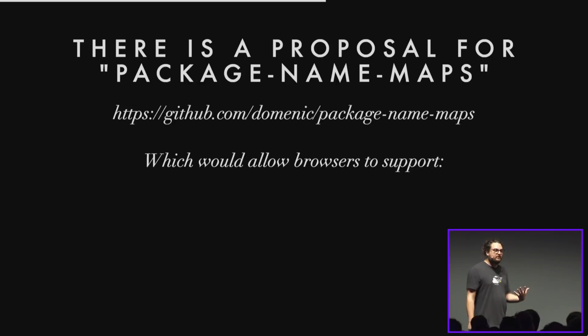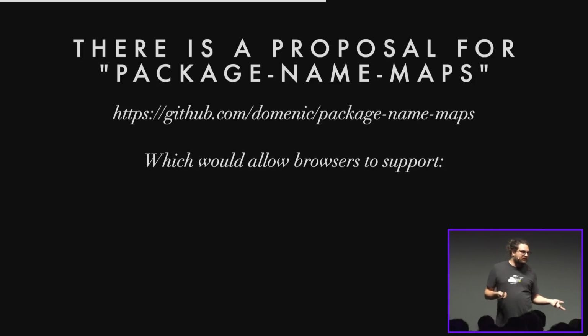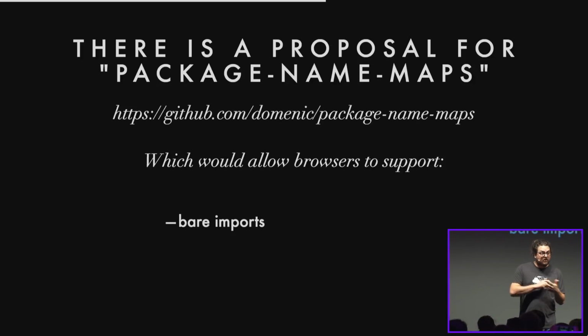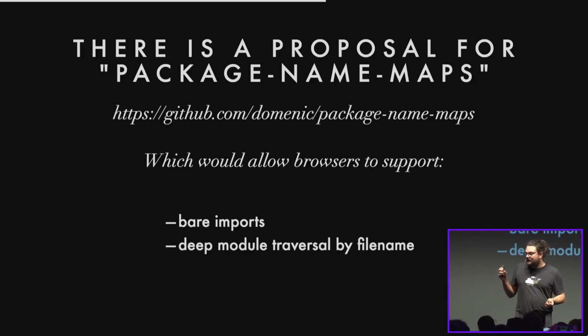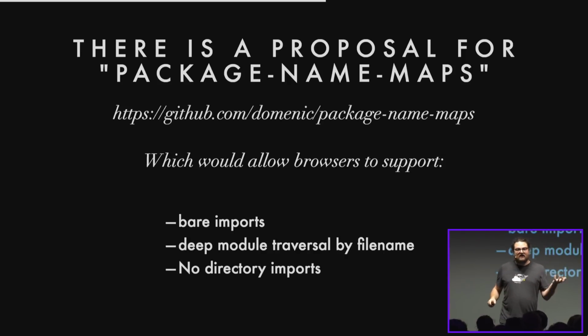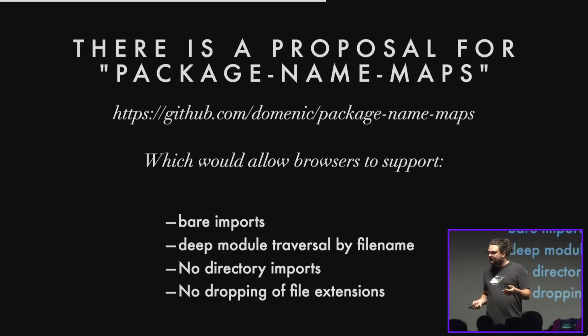Because there is actually a proposal, it's called package name maps, which is going to allow there to be a lookup process to actually find the bare imports that are in the tree. But it has a slightly different feature set than Node's model. Specifically, you can do bare imports, but you can also do deep module traversal by file name, so like the name of the deep import / and then some file that's deep in that tree. But you can't import directories, and you have to give the file extension.